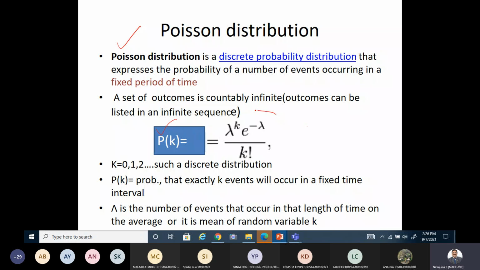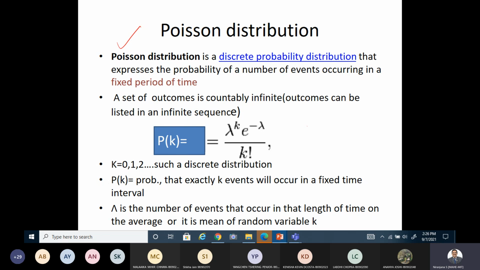That can be described with a standard formula which you have studied earlier. But we are now using it for describing the distribution. So what is k here? k is 0, 1, or 2, for example getting a certain number of successes. And what is P of k? P of k is the probability that exactly k events will occur in a fixed interval.